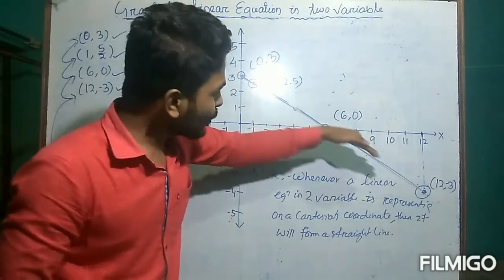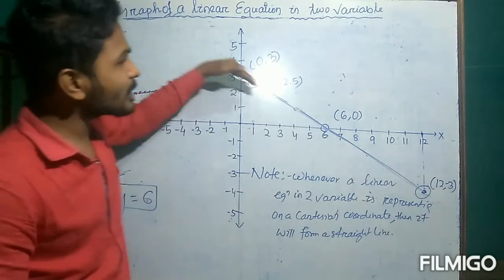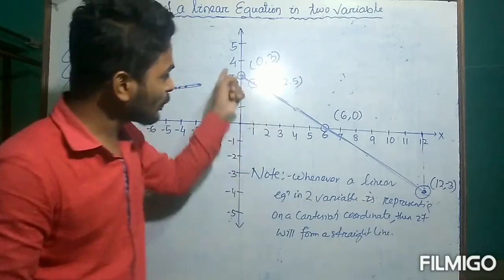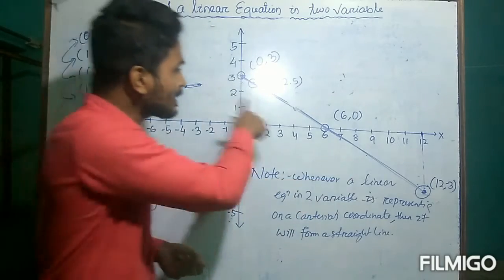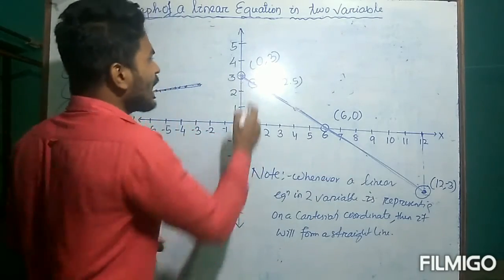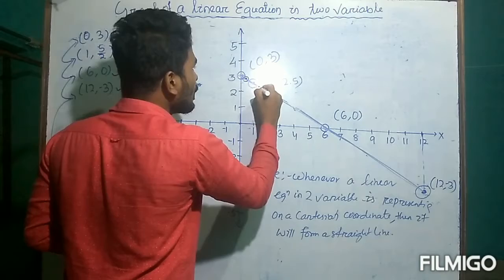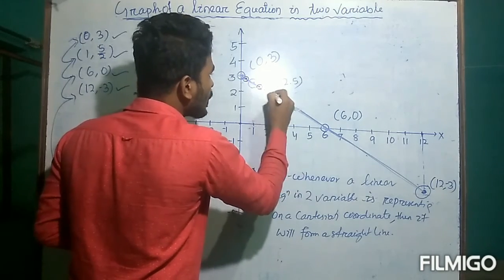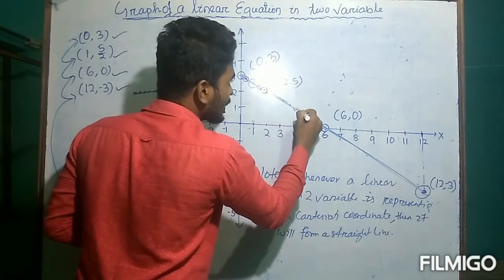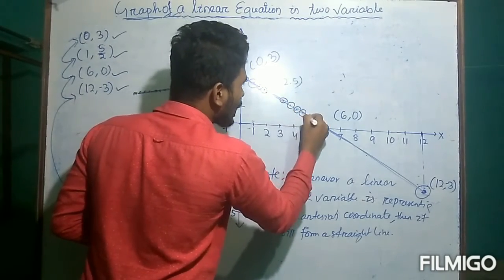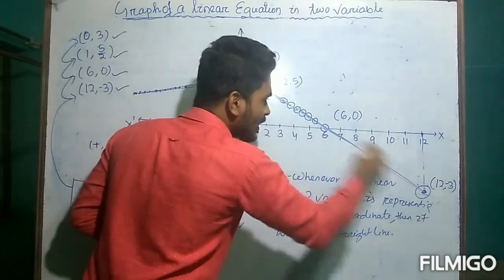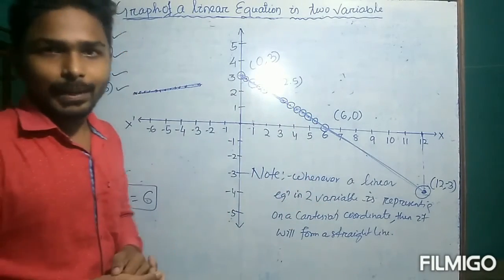Similarly, whenever we represent x plus 2y is equal to 6 on a Cartesian coordinate system, it will form a straight line. Then this straight line must contain a number of points on it, not only these 4 points. There are many points; an infinite number of points should lie on this straight line.